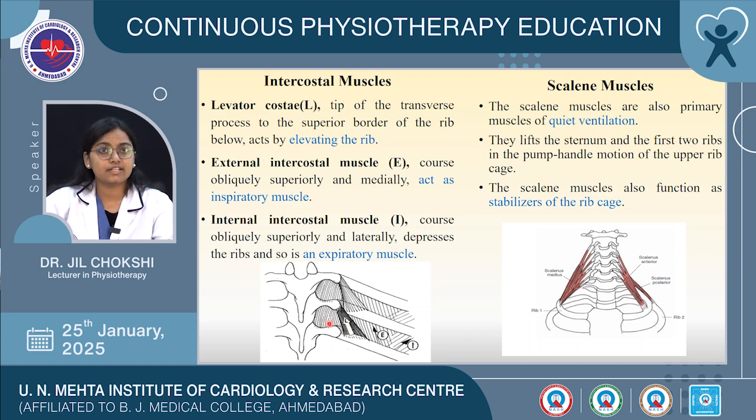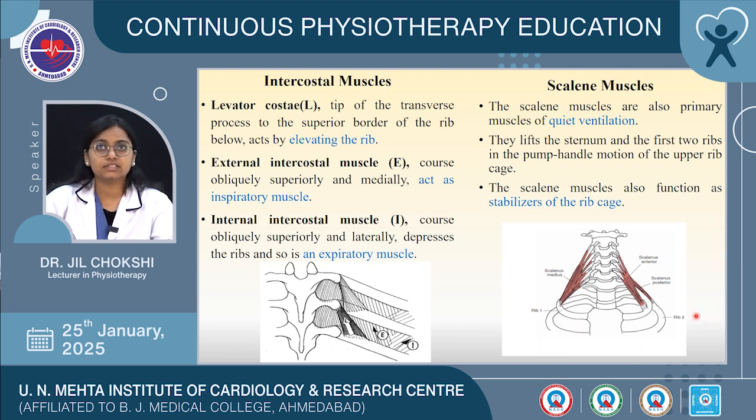The second one is the external intercostal muscles. They go obliquely superiorly and medially. Together with the levator costae, these muscles act as inspiratory muscles. The third one is the internal intercostal muscles. They go obliquely superiorly and laterally, and this depresses the rib. So it is an expiratory muscle.